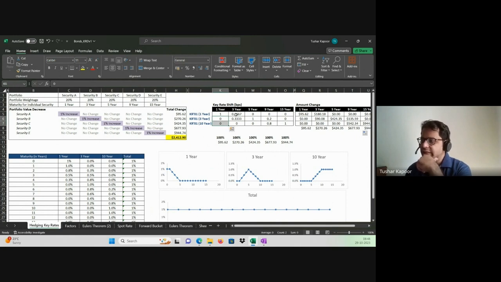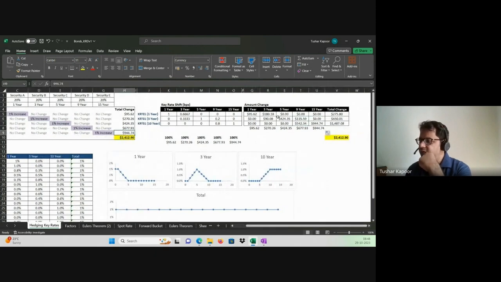If we talk about 3 year impact, that is where we see that in the 3 year security, which is this security B, if 1% is changed, 270.26 is getting allocated here. In the fifth year, in the D security 677, it's getting impacted here in different proportions. 944, it's getting impacted here. And the total close that we have is still 2412.9. The point here being, you want to take all these risks with the 1% shifts, and then allocate them to different buckets of KR01, KR03, and KR10.